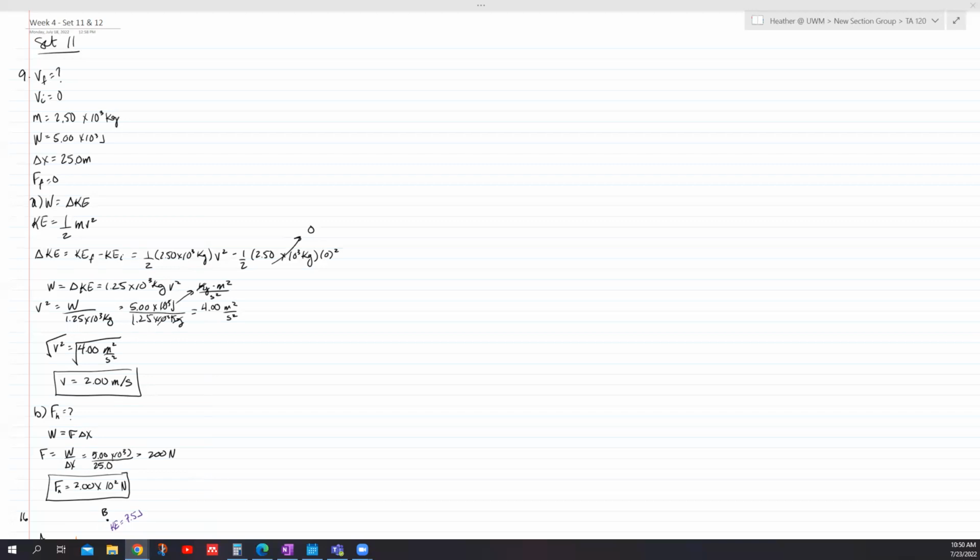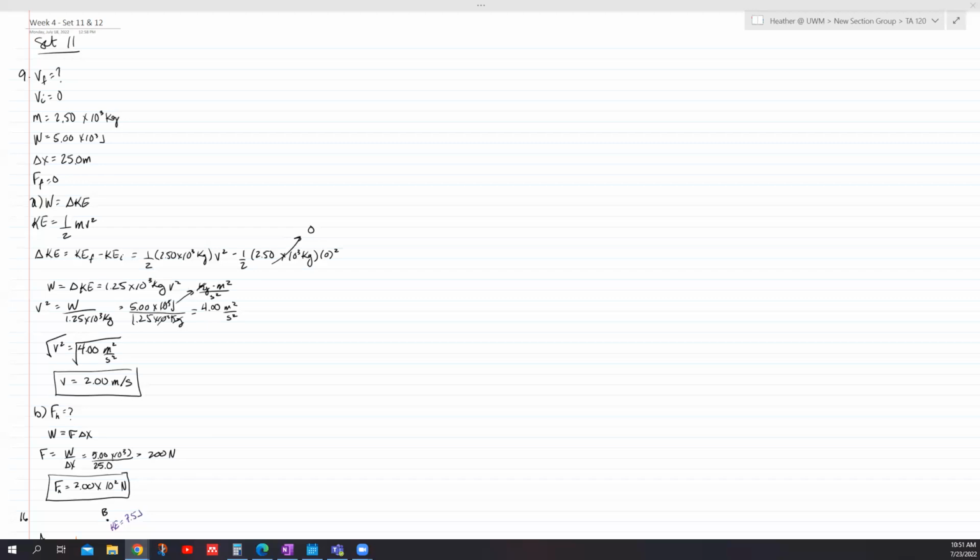Okay, so we are using kinetic energy and the work energy theorem. So like always, we're going to start our problem writing what we're looking for, and that is VF, our final velocity. And we're going to write what we know. So we know that initial velocity is 0. So VI is 0. We know mass of the car. We know the work that's done, and we know delta X. So let's write down the equations we know. We know that work equals the change in kinetic energy, and we know that kinetic energy equals 1/2 mv squared.